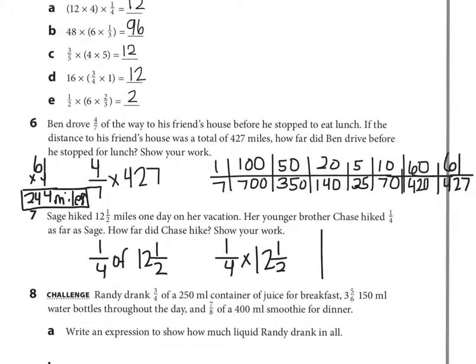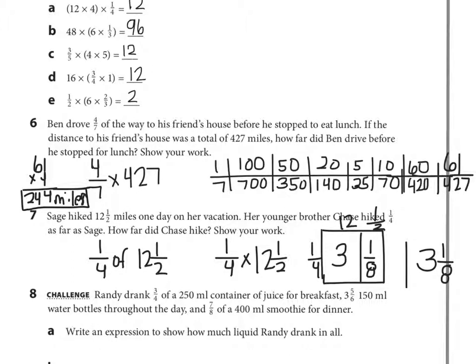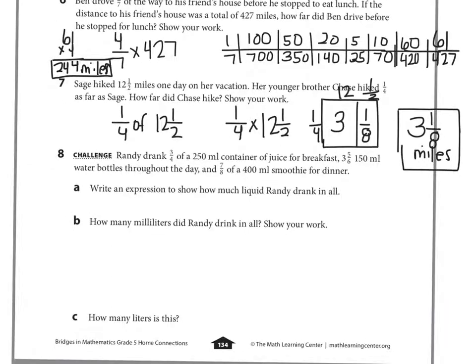And here I may turn to an array, and I may show 12.5 and 1/4 here on the side. I know 1/4 of 12 is the same as 12 divided by 4, which is 3, and 1/2 times 1/4 is 1/8. Add those two together in my array here. 3 and 1/8 together is 3 and 1/8. Therefore, Chase hiked 3 and 1/8 miles. Don't forget your unit there. 3 and 1/8 miles.